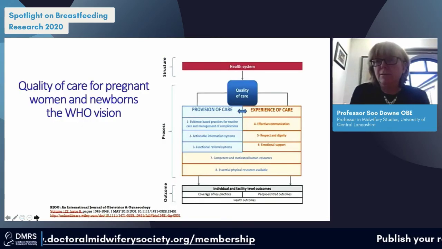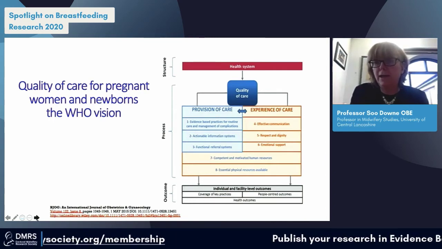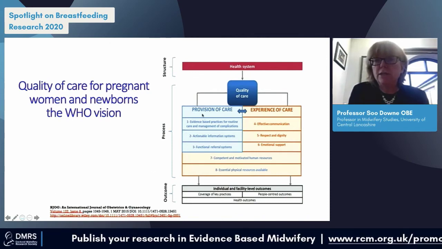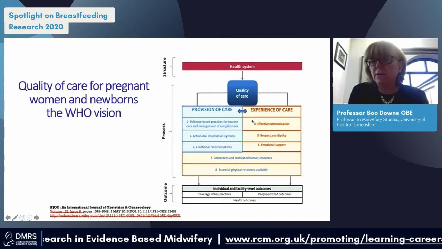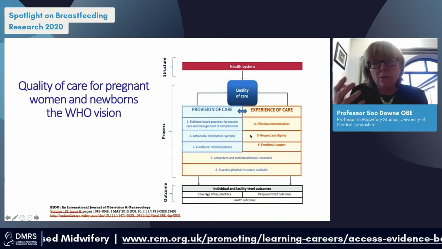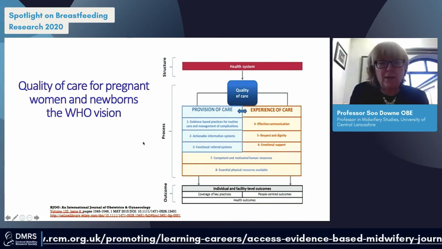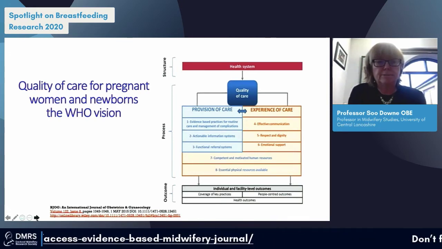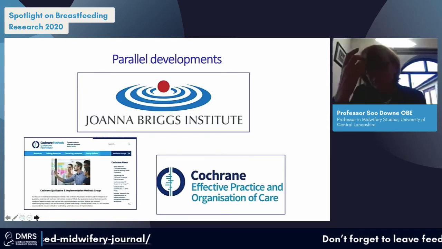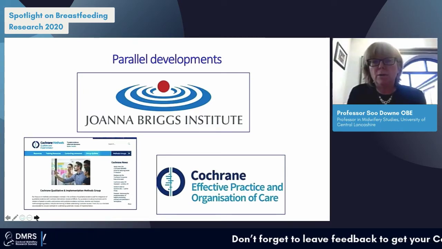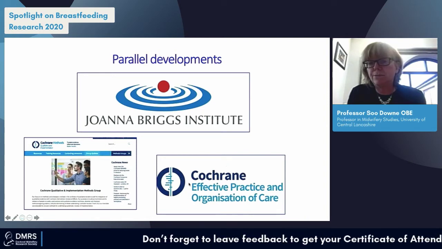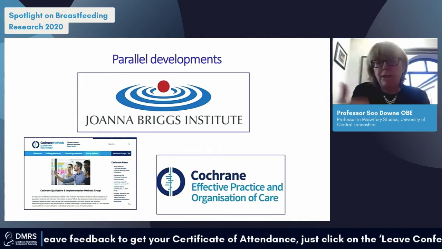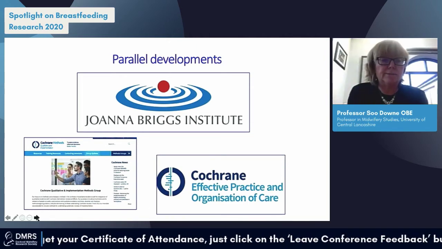And also at the same time, WHO were producing a new quality of care model for maternity care, which integrated both the provision of care and the experience of care. So again, this idea that the experience was really important was just hanging around in the ether. And that was published in 2015. So all of these things were happening within 2 or 3 years of each other. And then there were the parallel developments that I'm sure you all know about in terms of where qualitative evidence might be used, and Cochrane Effective Practice and Organisation of Care, which had run out of the Norway Centre, was beginning to bring qualitative evidence into the mix as well.